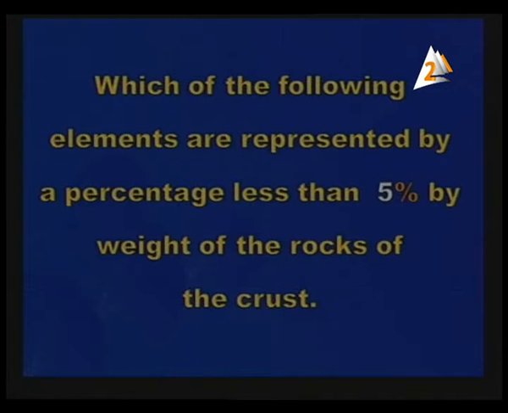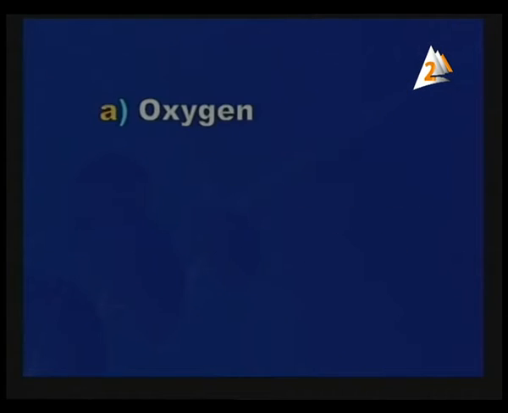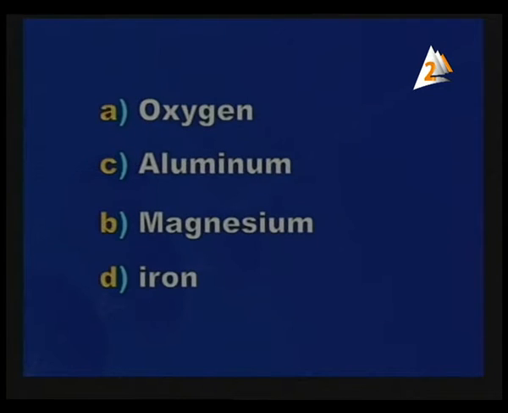Which of the following elements are represented by a percentage of less than 5% by weight of the rocks of the crust? As you see, my dear students, we have some elements like oxygen, aluminum, magnesium, and iron, and the one here which is less than 5% is the iron element, which is the D answer.